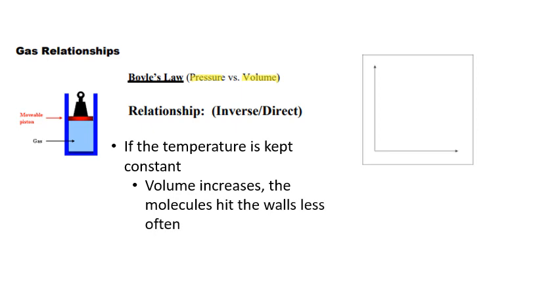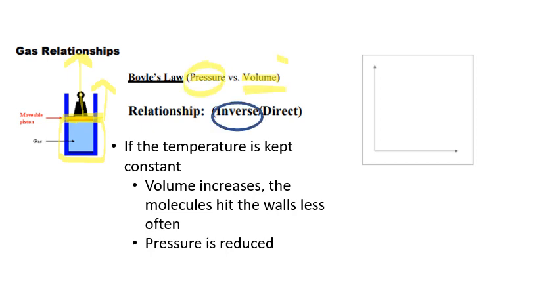So what if the volume increases? What if we took this and moved it up so that the volume inside the cylinder increased? This little red wall and the black weight on top is going to move up. If it does that, then molecules are going to hit the walls less often. If the molecules hit the walls less often, that means the pressure is going to be reduced. Again, what happens to the pressure if we adjust the volume?